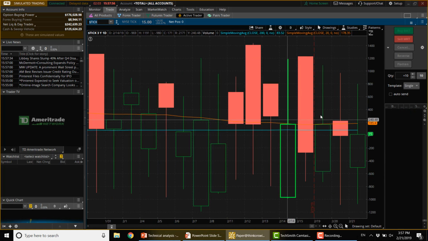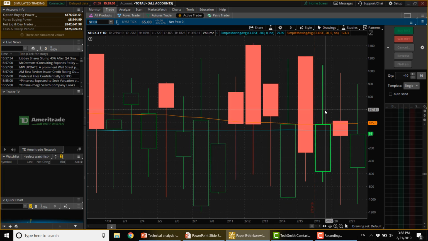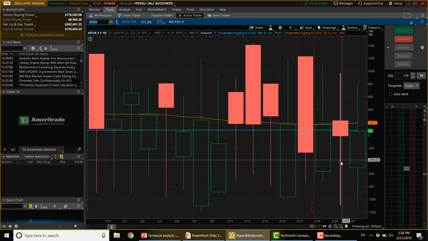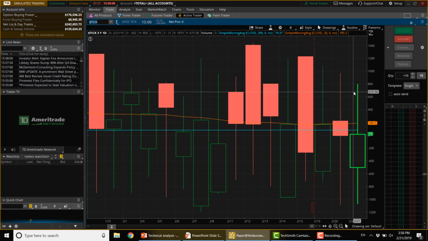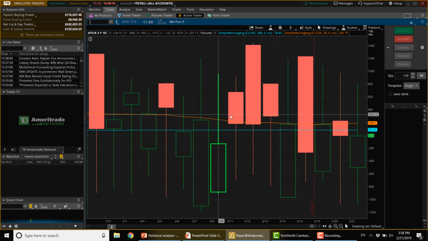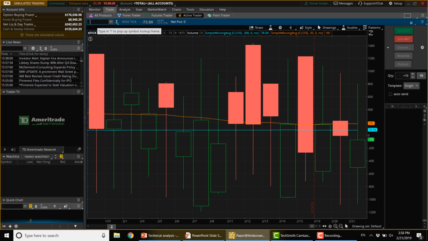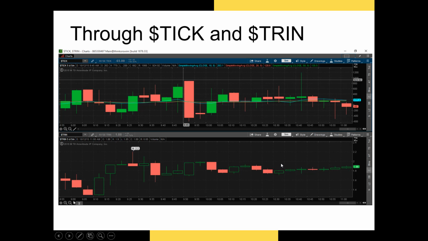So I'm going to scroll in here and look at the last couple of days. And so what you can see is that there are a large number of stocks that, as of close in each of these days, had positive information or had an uptick in the last minute or so. So this and trin are sometimes used. I tend to discount them a little, but again, to each their own.